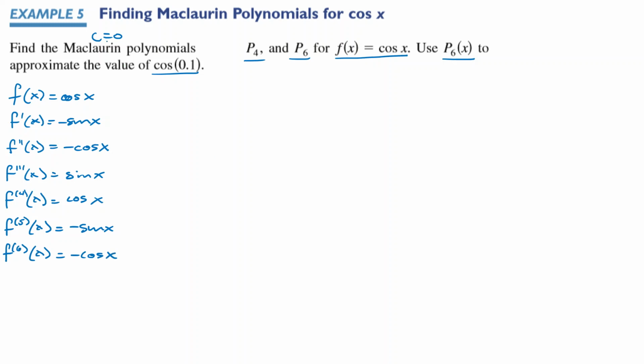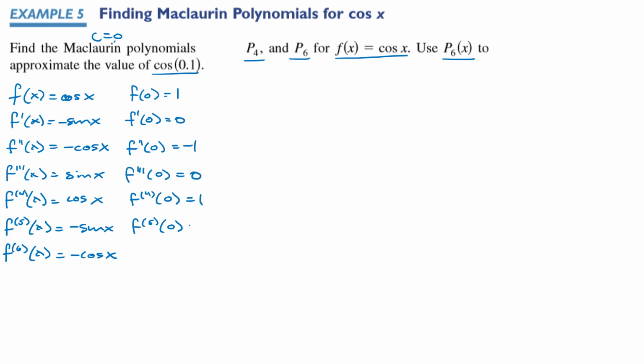All right, and if we plug in 0 to each of these, cosine of 0 is 1. F prime of 0, sine of 0 is 0. Cosine of 0 is 1. We've got a negative here, so negative 1. And it looks like all the terms that are sines are going to be 0, and all the cosines are just going to be 1 or negative 1. All right, so this is a sine, so it's 0. This is a cosine. And it's got a negative, so negative 1, and so on.